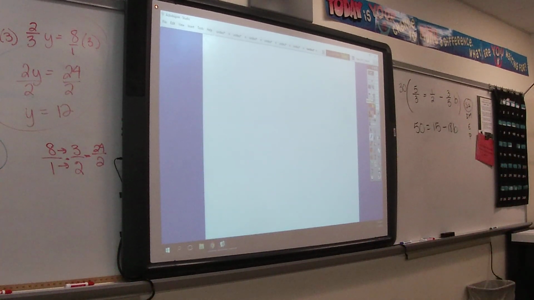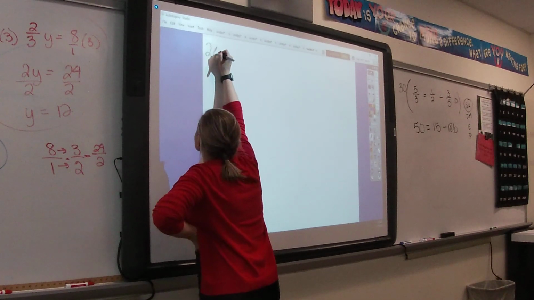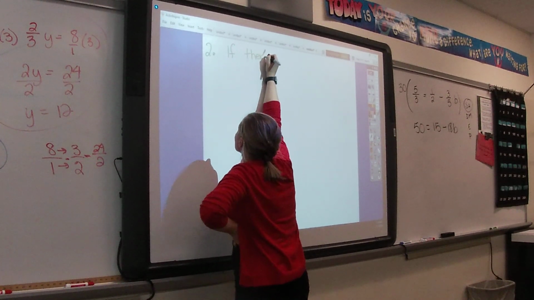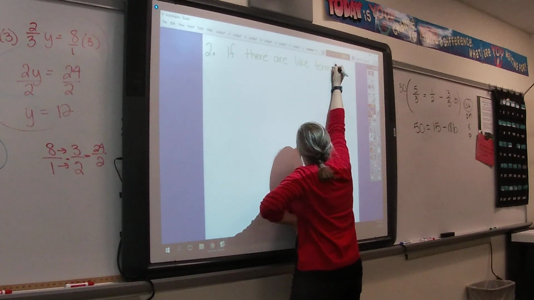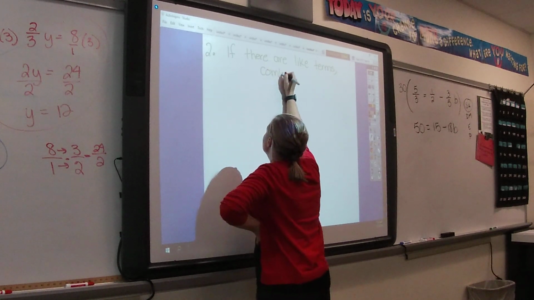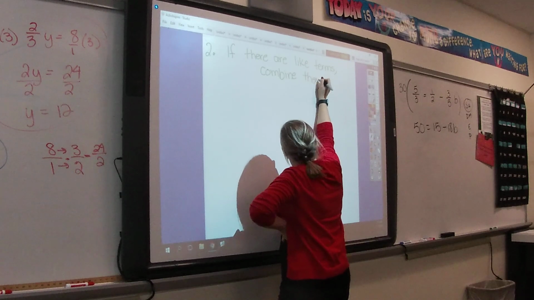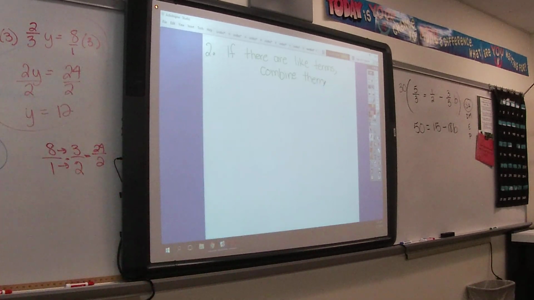Second step says, if there are like terms, combine them. So we talked about this on the very first day of the trimester.